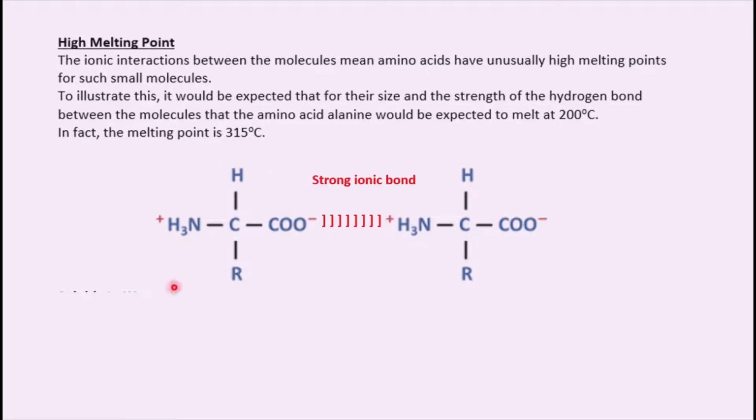If you thought of those as just being molecules with van der Waals and possibly hydrogen bonds between them, you might expect them to melt at around, for example, alanine, about 200 degrees centigrade. In fact, the melting point is 315. It's over 100 degrees higher than that. The reason for the unexpectedly high melting point is the strong ionic bond between the molecules.